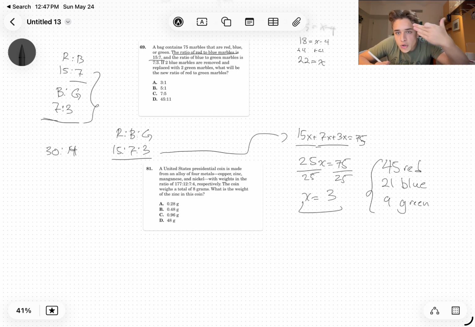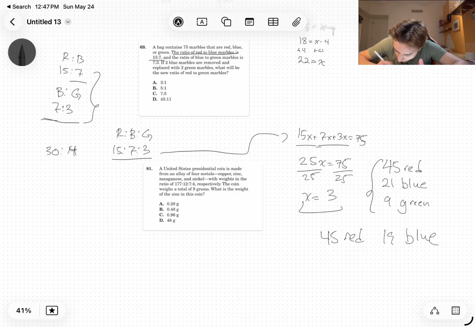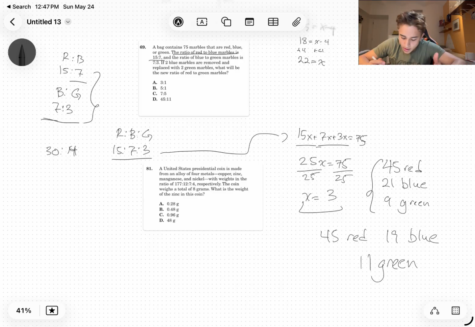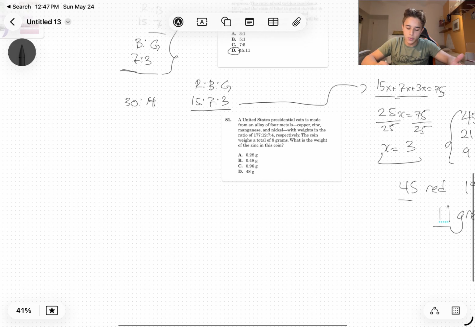So the new amount after you make this removal and addition is 45 red, 19 blue and 11 green. And we want to find the ratio of red to green marbles. Well, that's just going to be the amount of red divided by the amount of green, which is going to be 45 divided by 11. So the ratio is 45 to 11, which is answer choice D.